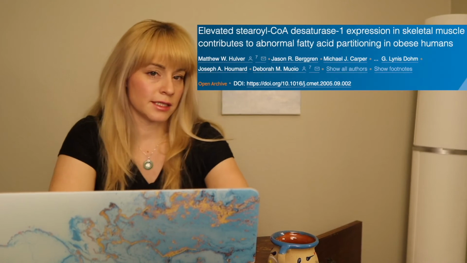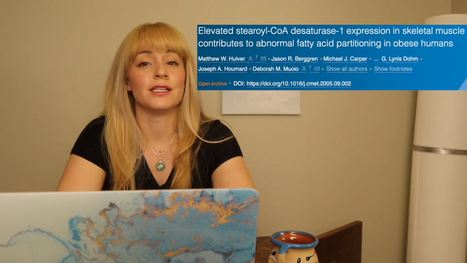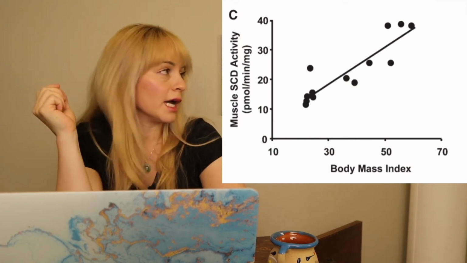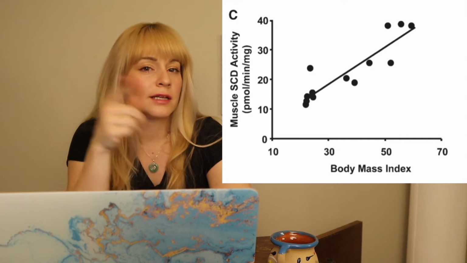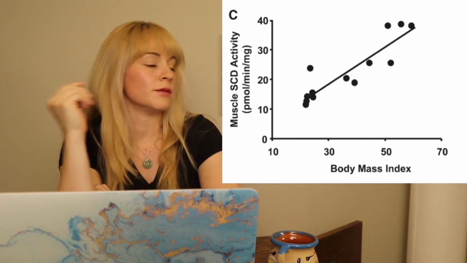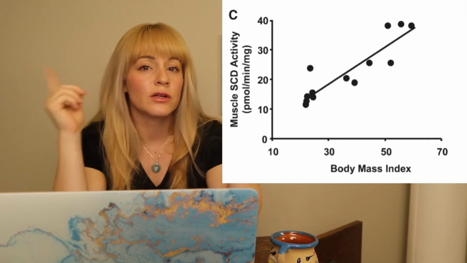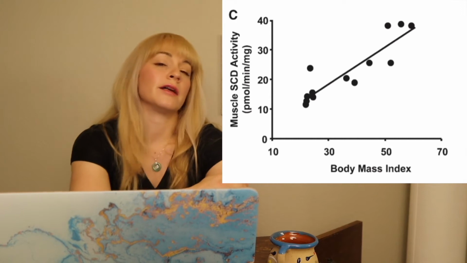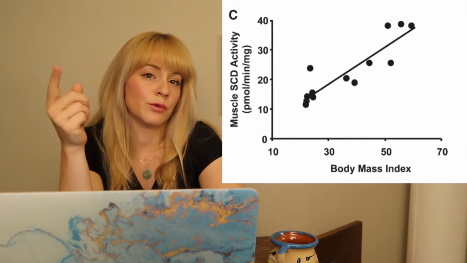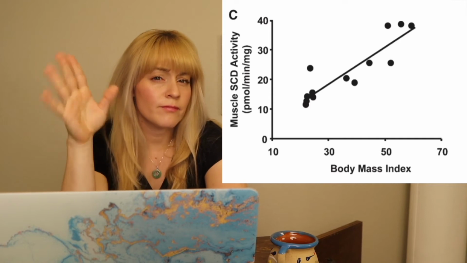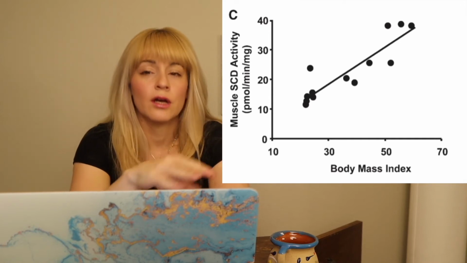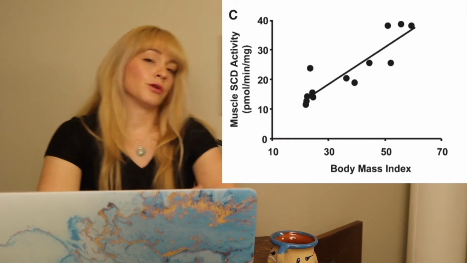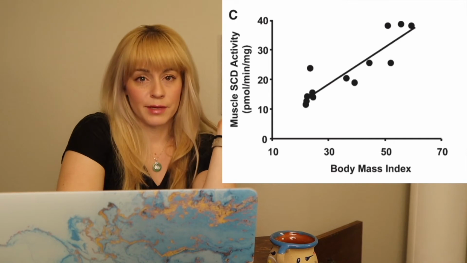So let's take a look at this study in humans, where we can see a very clear correlation between SCD1 activity and BMI in humans. The higher the SCD1 activity, the higher the BMI. As SCD1 increases, so does fat mass. Obese animals and humans make a lot of SCD1, and increasing SCD1 makes animals fatter. Animals that don't have a lot of SCD1 don't accumulate a lot of fat. In this study, they showed the correlation between SCD1 and BMI.